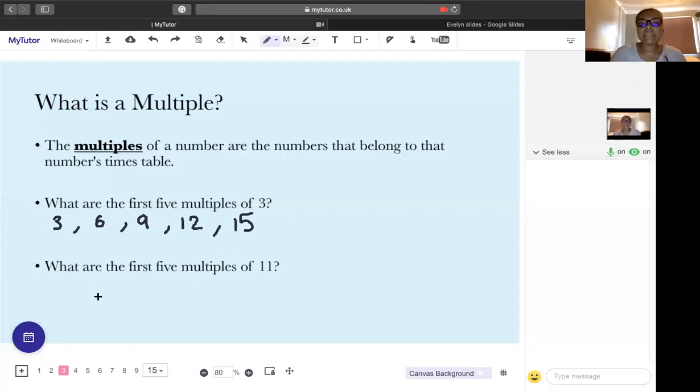Yeah? So if we wanted to think about the first 5 multiples of 11, the first one would be 11 times 1, which is 11, then times 2, which is 22, and then it would be 33, 44, and 55. So that's what a multiple is. And again, for all numbers, the number itself is also a multiple. So 3 is a multiple of 3, and 11 is a multiple of 11.